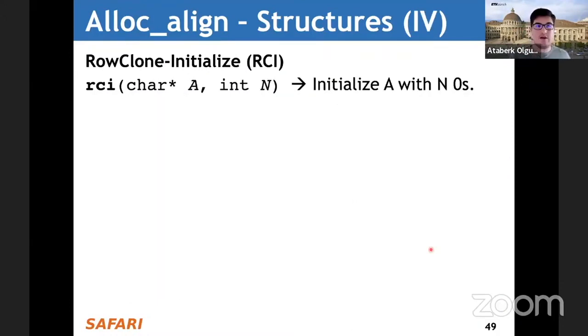And now I will describe how, after we allocate using alloc-align, we perform a row clone initialize operation. This is basically using row clone to bulk initialize data. And the semantics of the function looks like this. It will take a pointer to the array that we want to bulk initialize and an argument n, which defines the number of bytes we want to initialize with 0.